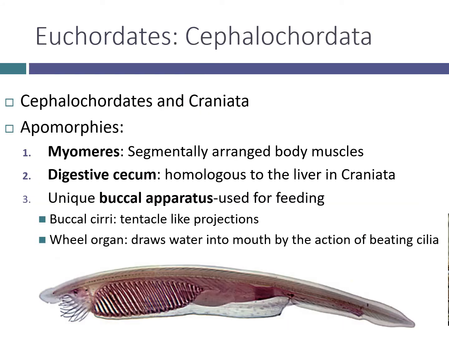So the euchordates, the cephalochordates, we've got heads and we've got a cord, a spinal column. So this is going to be the cephalochordates and your craniates. Apomorphies, myomeres. Remember what that is? That is segmentally arranged body muscles.